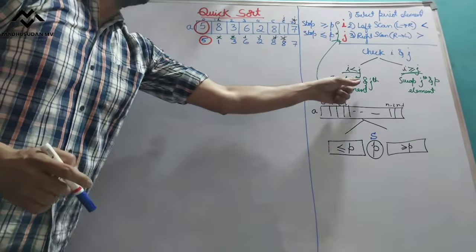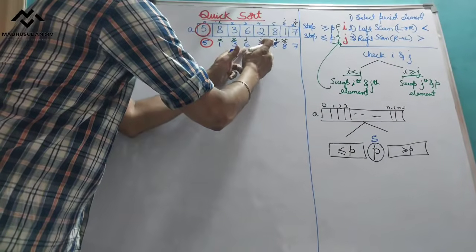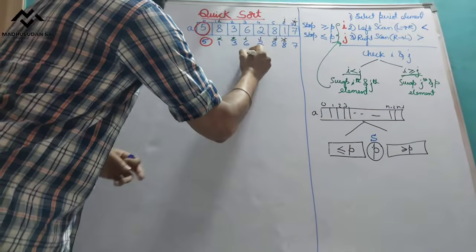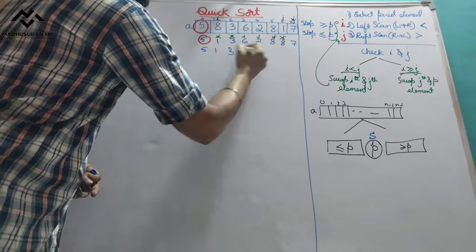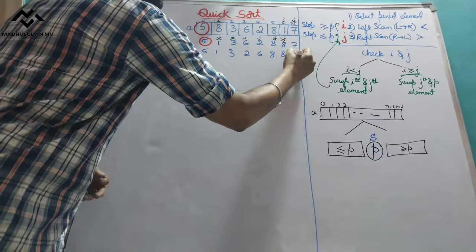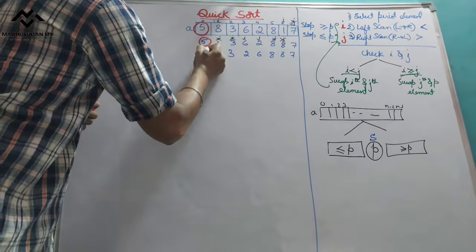So swap the ith and jth element. The ith is 6 and the jth element is 2, so these two I am swapping. Remaining elements as it is. Okay, so now this is what we selected as the pivot element.